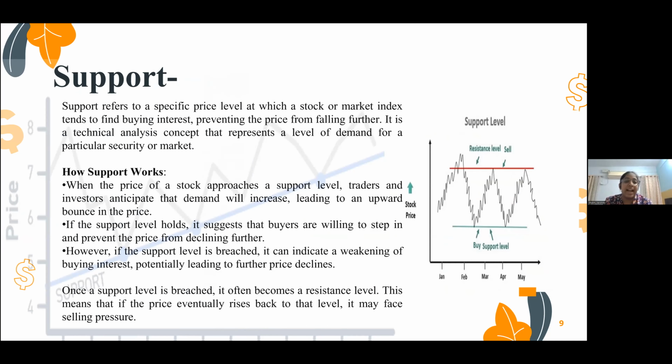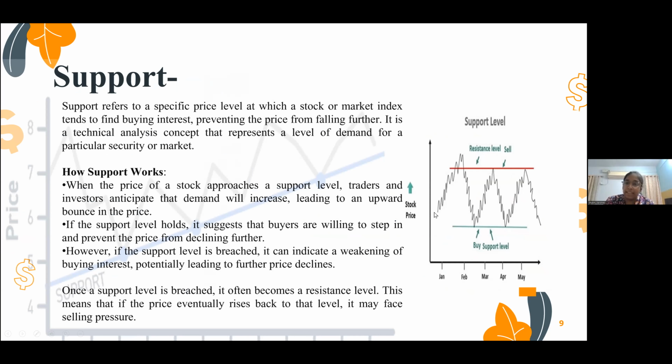Now we will understand what support and resistance are. The first is support. Support refers to a specific price level at which a stock or market index tends to find buying interest, preventing the price from falling further. It is a technical analysis concept that represents demand for a particular security or market.